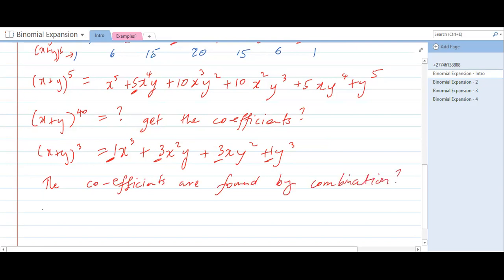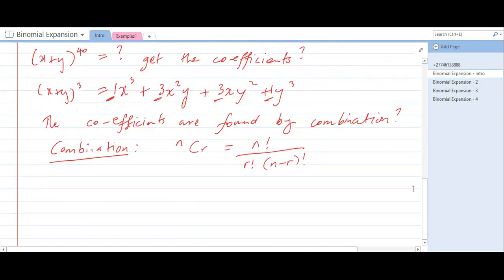Now, what is a combination? Combination is defined by nCr, where we have n factorial over r factorial into n minus r factorial. Just to understand this, we can also read it as n choose r, right? So n choose r. So if I say 5 choose 2, I would say 5 factorial over 2 factorial into 5 minus 2 factorial.